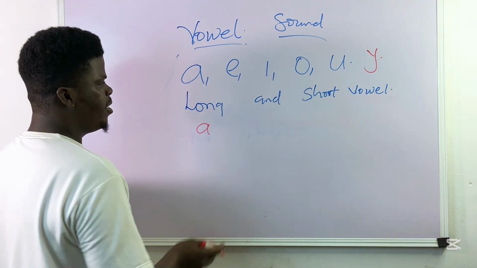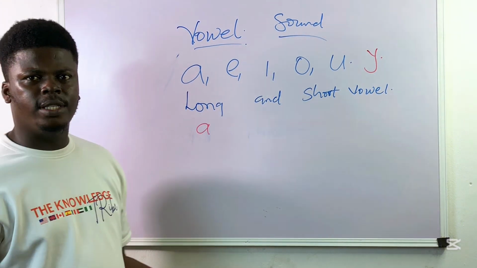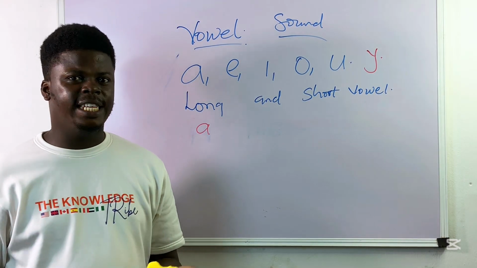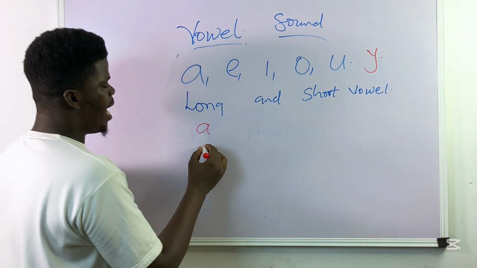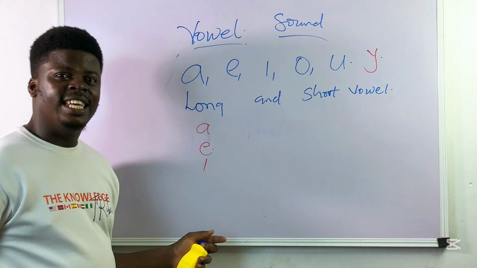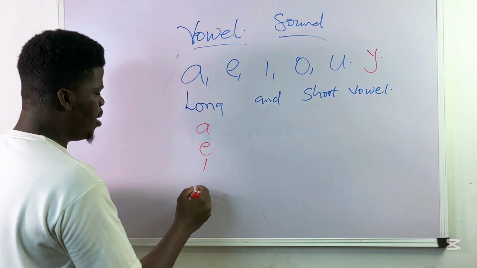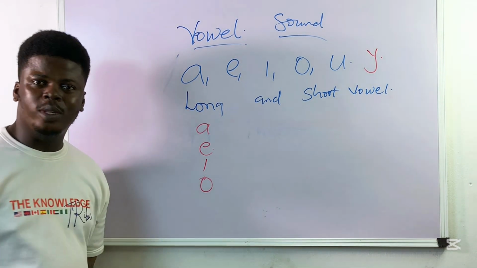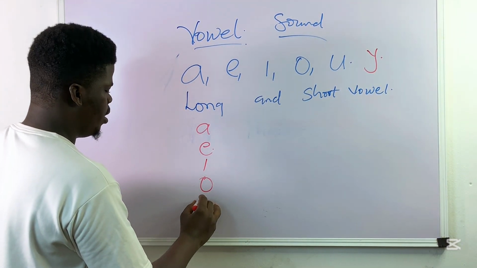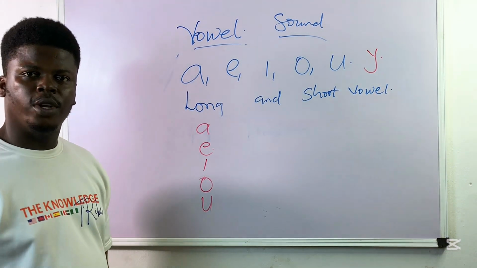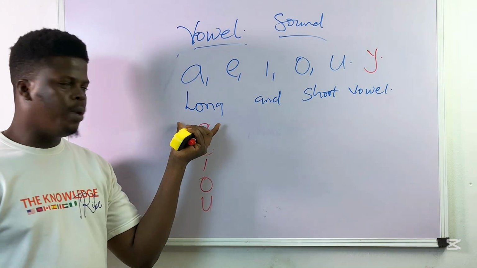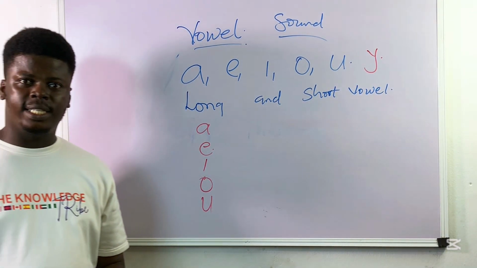Alright, so we have the first one, which is A. It's simple. The first long vowel sound does not make the short A, it says A. The next one does not make the short E, it says E. The next one says I. The next one says O. The last one says U. Fantastic.